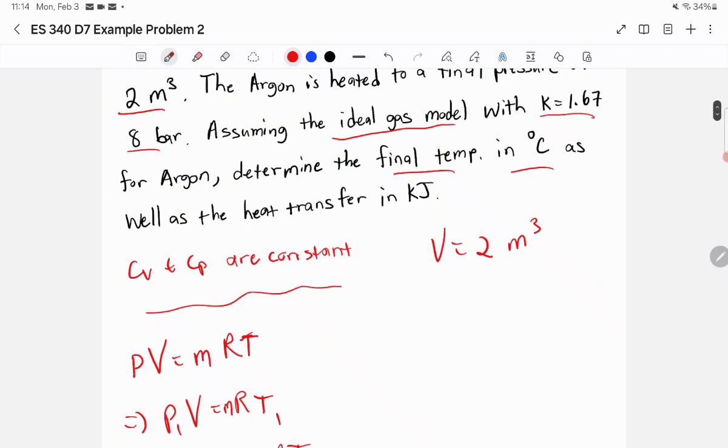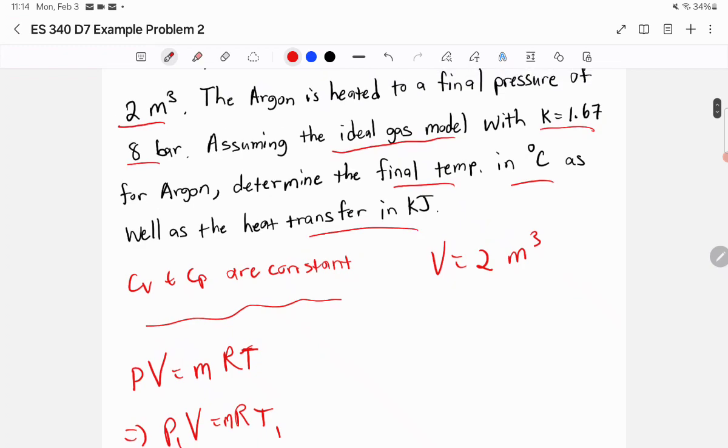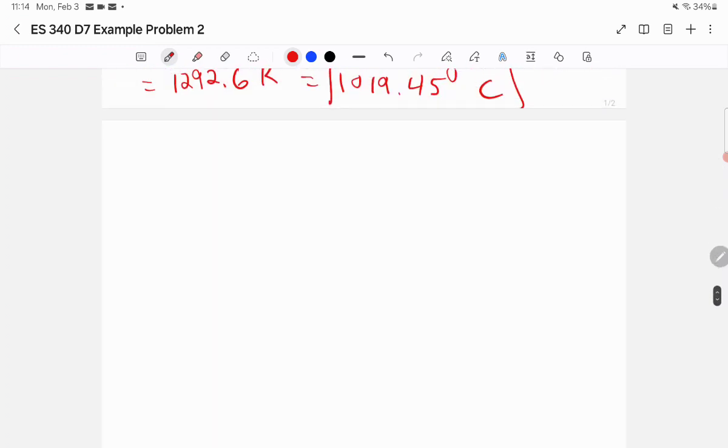And the second part of this problem is finding the heat transfer. Well, again, we immediately should be thinking we need to go to the energy balance equation. So let's go to the energy balance equation. So we know that delta E is going to be equal to delta KE plus delta PE plus delta U, right?